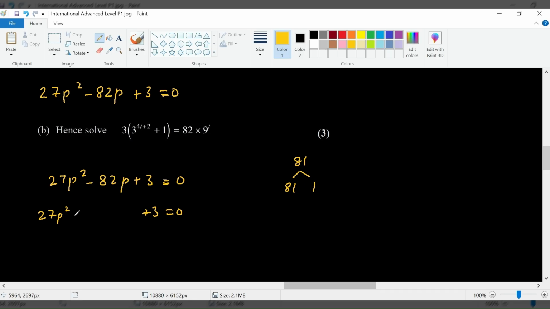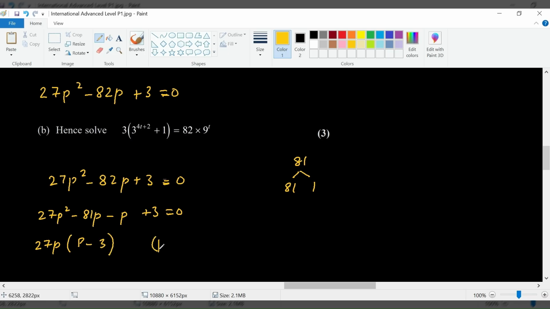So how do I get this? Minus 81p and minus 1p is equal to −82p. Now in here, what is common? Common over here is 27. Out of these two, 27p is common, and I will write 1, and in here I get 3. So this is going to be p, and this is going to be minus 3.